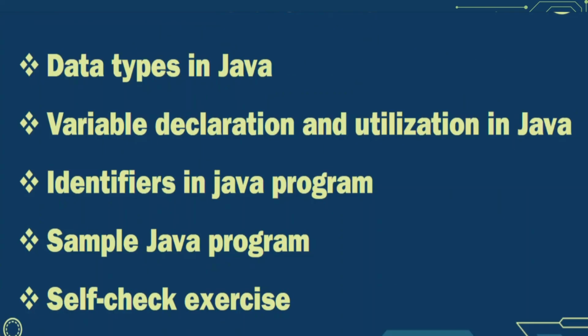So today we have seen data types in Java programming. We have seen how to utilize variables in Java programming, and we have seen how to use keywords, and we have seen identifiers. And finally, we have written the Java program together.